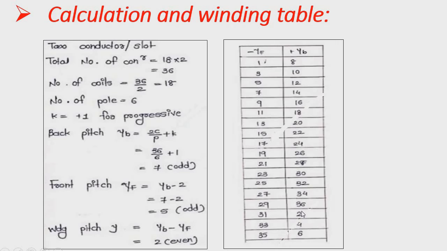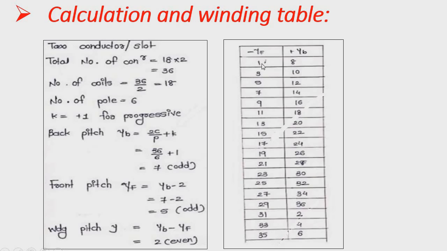But we know that the total number of conductors is 36. So subtract this total number from 38. So 38 minus 36 is equal to 2. Again, this is actually 38, so 38 minus 5 is equal to 33. 33 plus 7 is equal to 40, and 40 minus 36 is equal to 4. Same with 35, and this is 6.